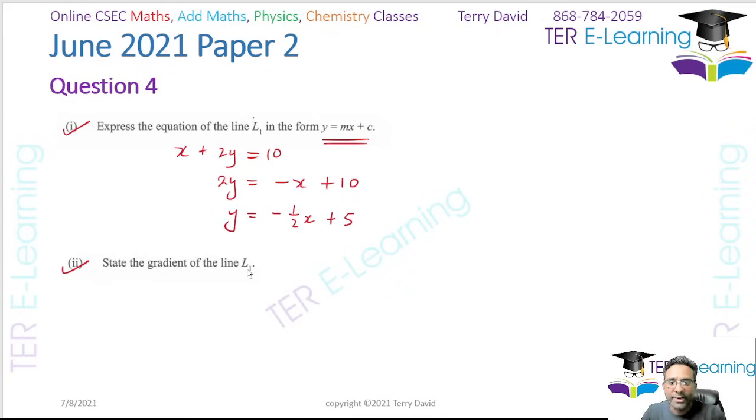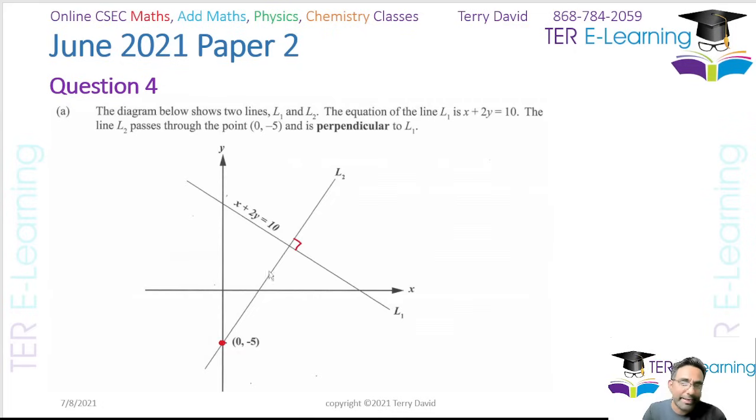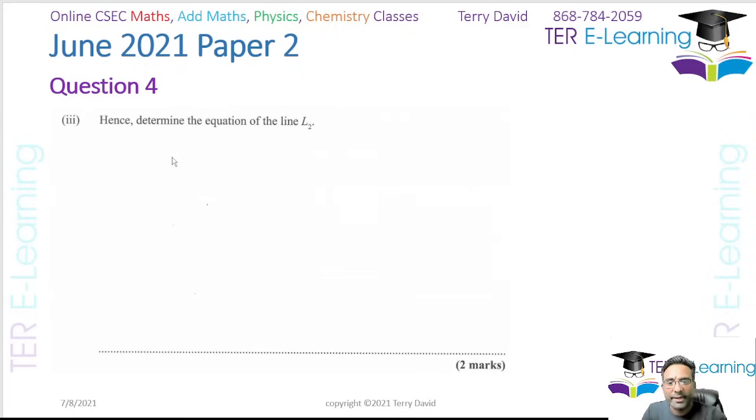Next thing they want: state the gradient of L1. Now remember, if you write an equation in this format, it means that this m here is my gradient, right? So therefore, the gradient in this particular case is going to be minus a half. So the gradient of L1 is minus a half. Now the second part here, determine the equation of L2. Now since we know L2 is perpendicular, to figure out the equation of L2, the first thing we need is the gradient of L2.